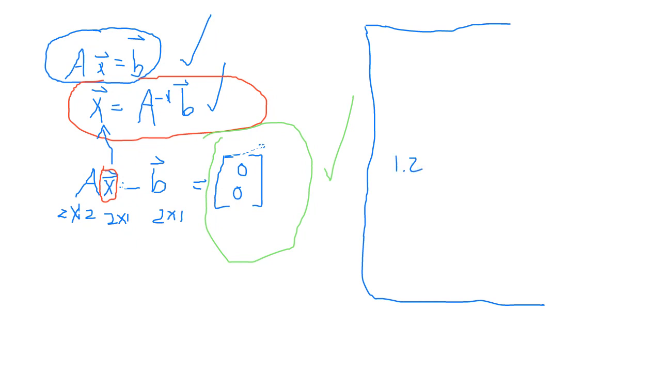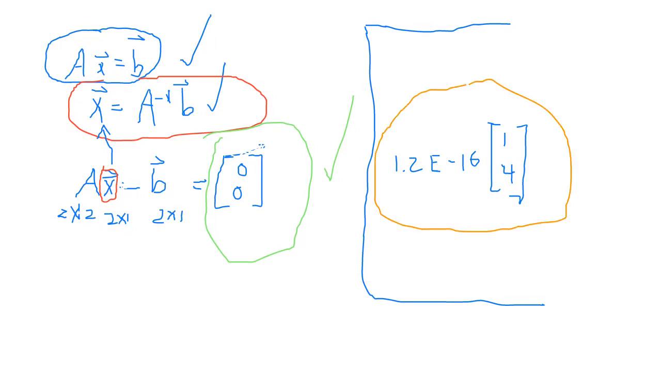1.2 E negative 16 times, like, 1, 4, something like that. I'm just making this up, but how many are seeing that? Something like this. When you're doing the check, you're not getting the 0 vector, 0, 0, but you're getting something like what I have circled in orange there.